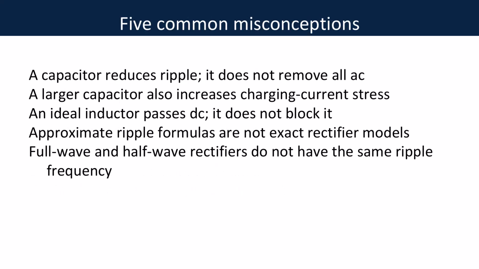5 misconceptions are worth correcting. First, a finite capacitor reduces ripple but cannot remove all AC. Second, increasing capacitance can also increase surge current, transformer heating, size, and cost. Third, an ideal inductor passes DC while opposing changing current. Fourth, the ripple equations derived here depend on assumptions about the waveform, loading, and dominant harmonic. They are not exact complete rectifier models. Fifth, half-wave and full-wave circuits have different ripple frequencies, and that difference strongly affects the required filter values.